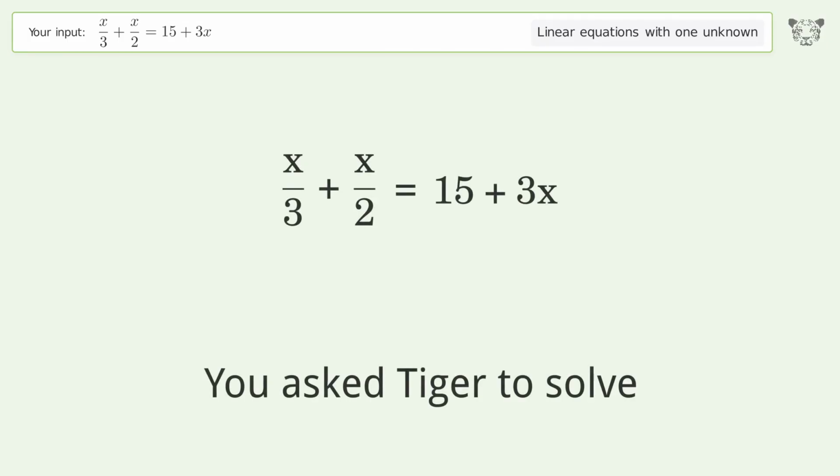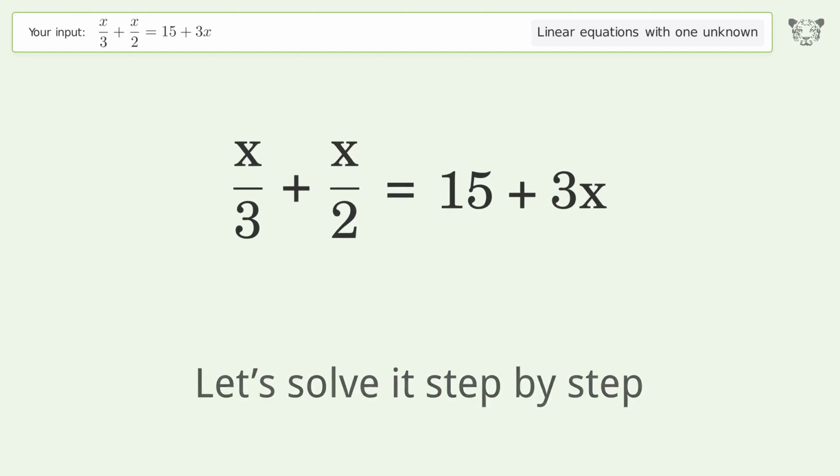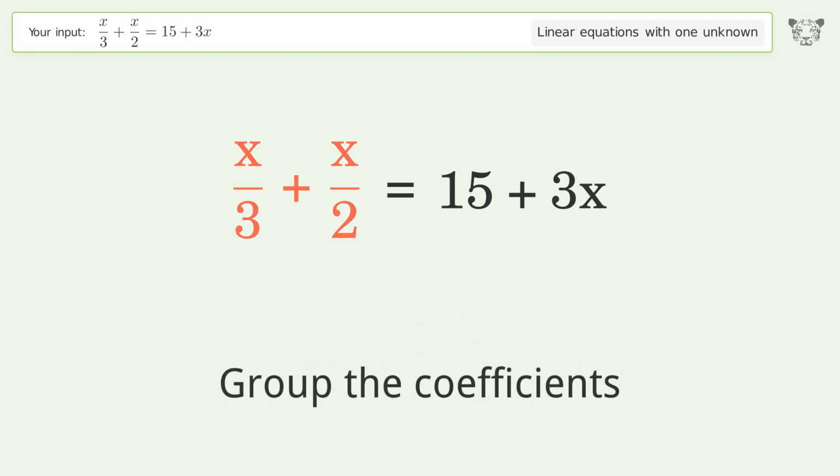You ask Tiger to solve. This deals with linear equations with one unknown. The final result is x equals negative 90 over 13. Let's solve it step by step. Simplify the expression. Group the coefficients.